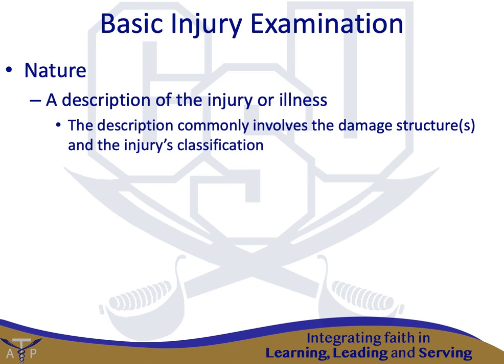Next, we look at the nature of the injury or illness. The nature of the injury or illness is a description of the injury or illness that has afflicted the athlete. This usually involves where the injury is. So what description, what structure is actually damaged, which helps us classify that injury.